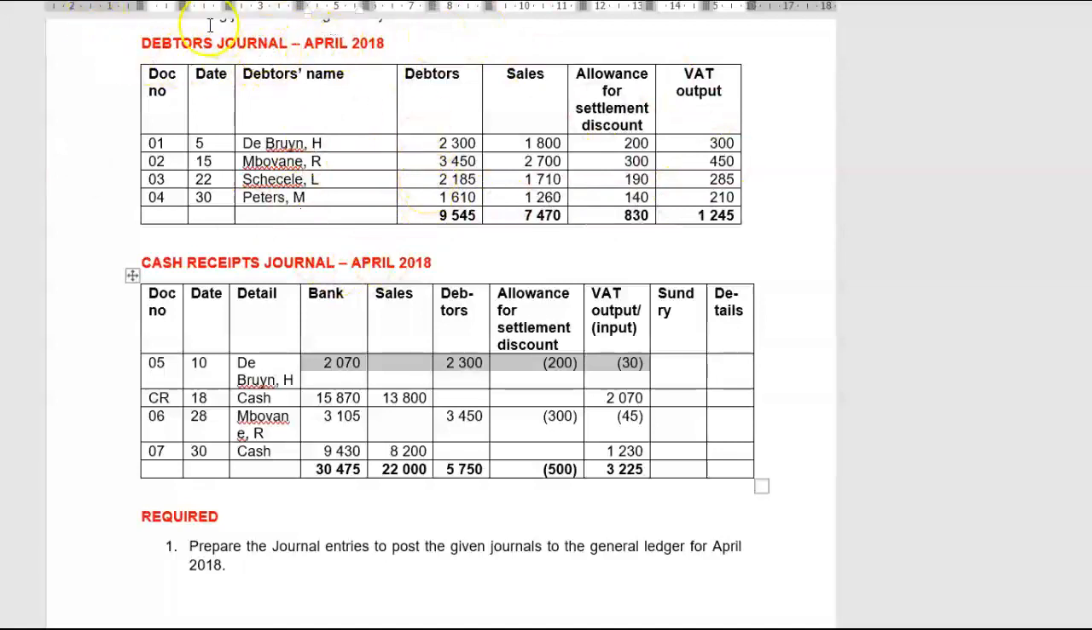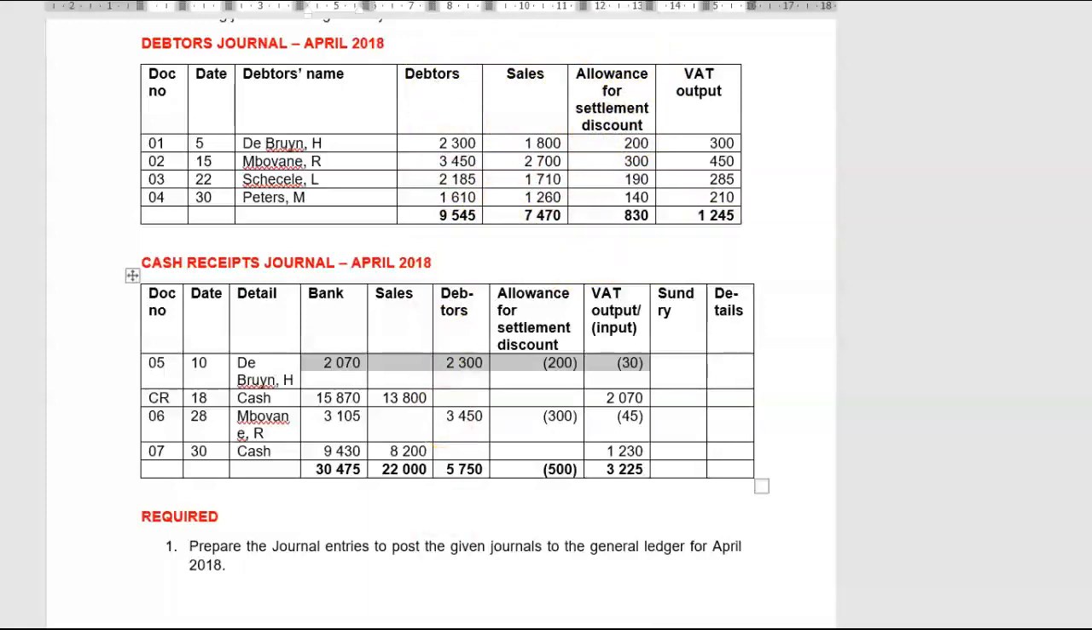So with a sales transaction, credit sales, which is coming from the debtors journal, what do we post to the debtors control account? The full invoice value of the credit sales. So we're going to debit debtors control 9545. We're going to credit then VAT output with the VAT included in that invoice, which was 1245. We're going to get the VAT exclusive amount, and that is going to be broken down into the two legs. 90% will go to sales and 10% to the allowance for settlement discount.